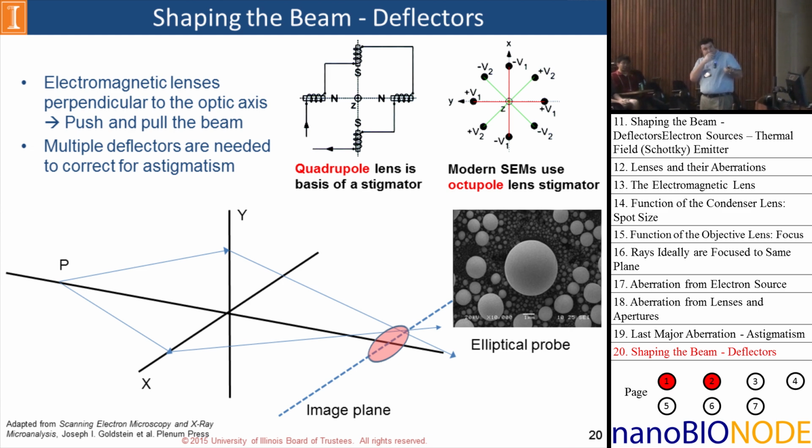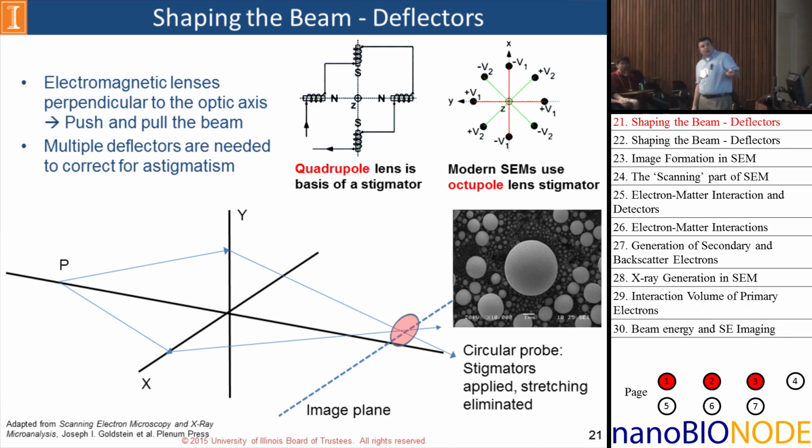So what happens here is we have the basis of this quadrupole. Okay, we put a couple of these together, we get the modern octopole stigmator. And through a combination of working with this, we apply our stigmators. And then what happens here was we change our ray paths. So we turn our elliptical probe into a circular probe, and we can eliminate the stretching in the image. So the transition here is from a stretched beam, and now we have an image where everything is pretty uniform, but still fuzzy, right? So this is what you're looking for as the operator.